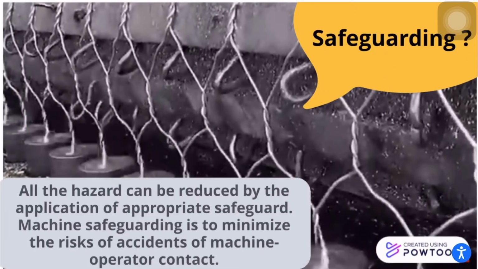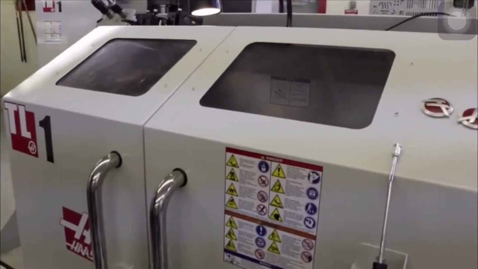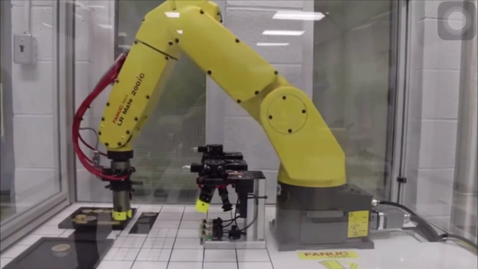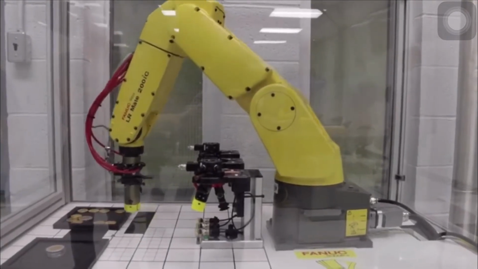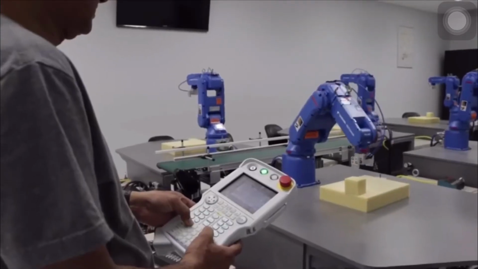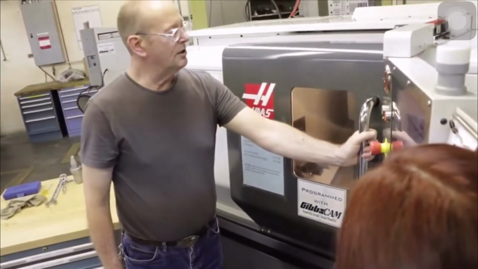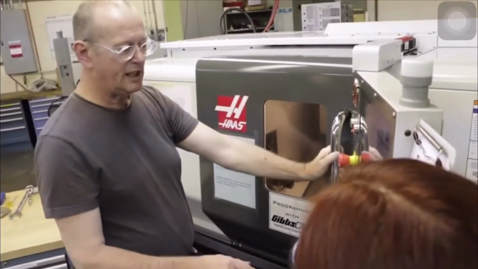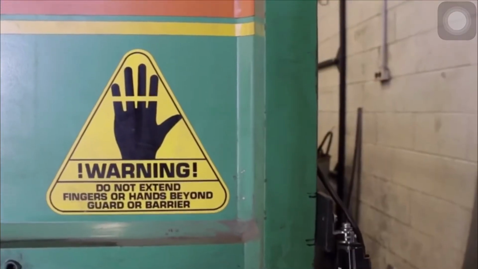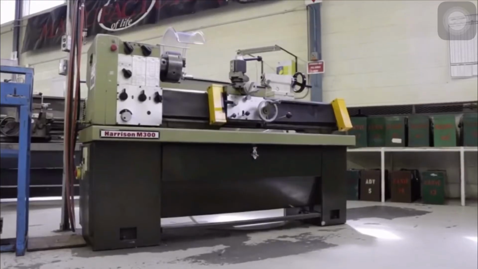Safeguarding. All the hazards can be reduced by the application of appropriate safeguards. Machine safeguarding is to minimize the risk of accident from machine-operator contact. The contact can be an individual making contact with the machine, usually the moving part, because of inattention caused by fatigue, distraction, and curiosity. The contact also can be from the machine via flying metal chips, chemicals, and hot metal splashes. It can also be caused by the direct result of a machine malfunction, including mechanical and electrical failure.